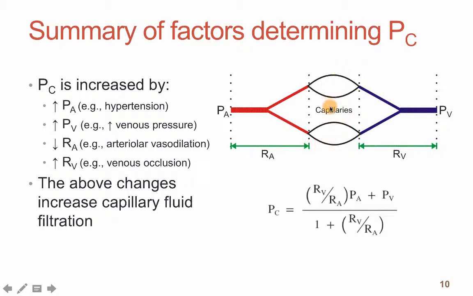And that occurs with arterial vasodilation, because when this falls, the denominator in this ratio decreases, so the ratio increases. And so when these vessels dilate and decrease their resistance, arterial pressure has a greater influence on capillary pressure. And finally, if we increase postcapillary resistance, if we constrict these vessels, or occlude them mechanically, for example, this would also increase the capillary pressure. It would do so by increasing this ratio here.